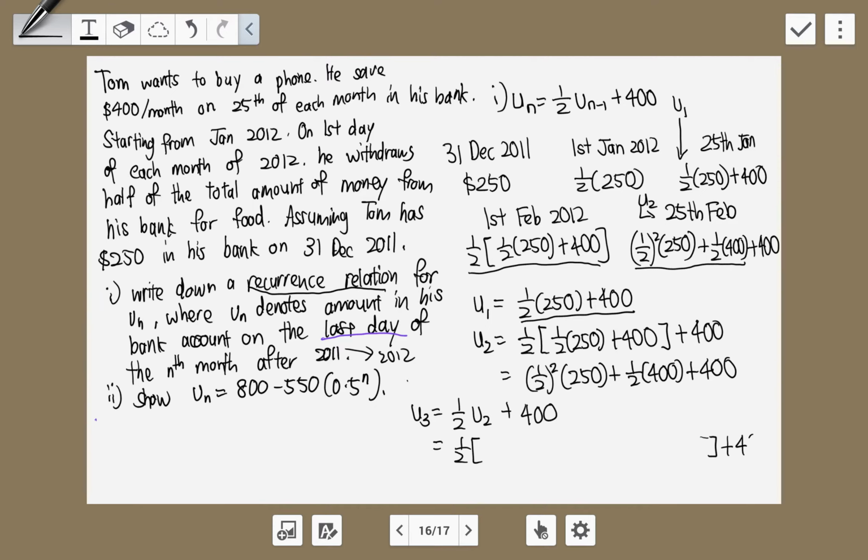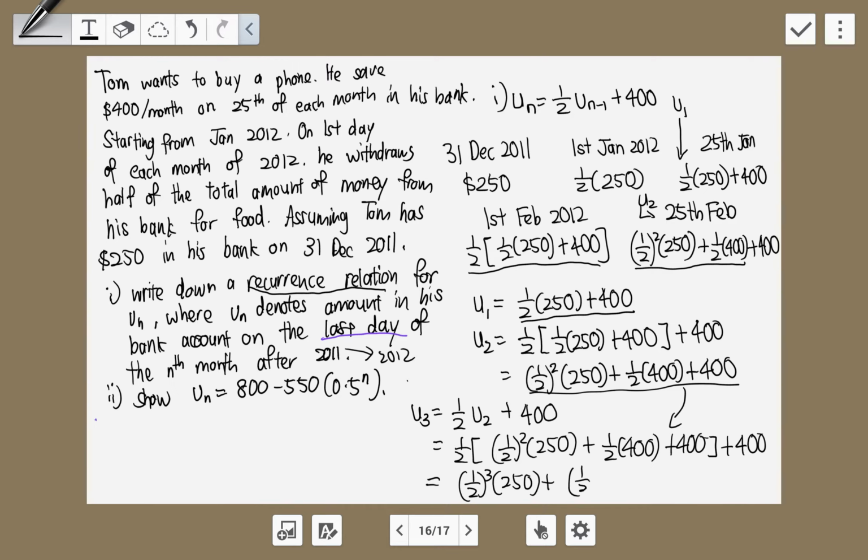So this means that my U2 is just everything here: half square times 250 plus half multiplied by 400 plus 400 inside of here. I'm just taking this part and substituting it in here. So this would give me half cube times 250 plus half square times 400 plus half times 400 plus 400.